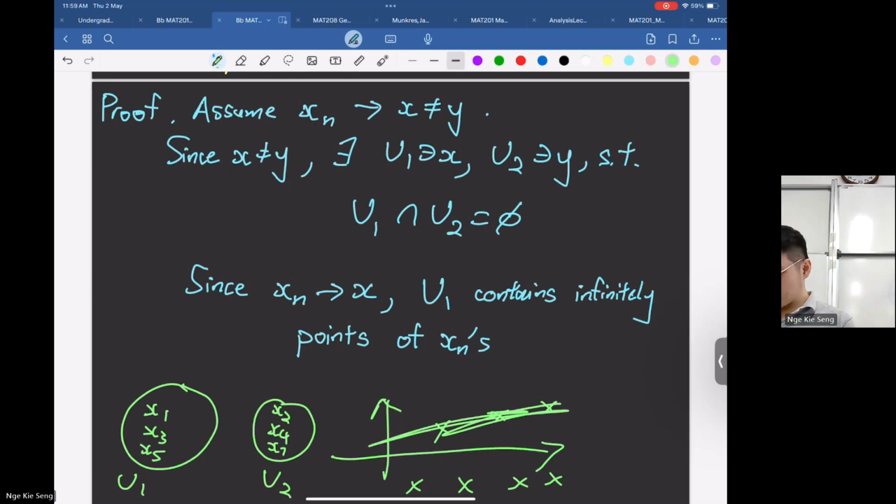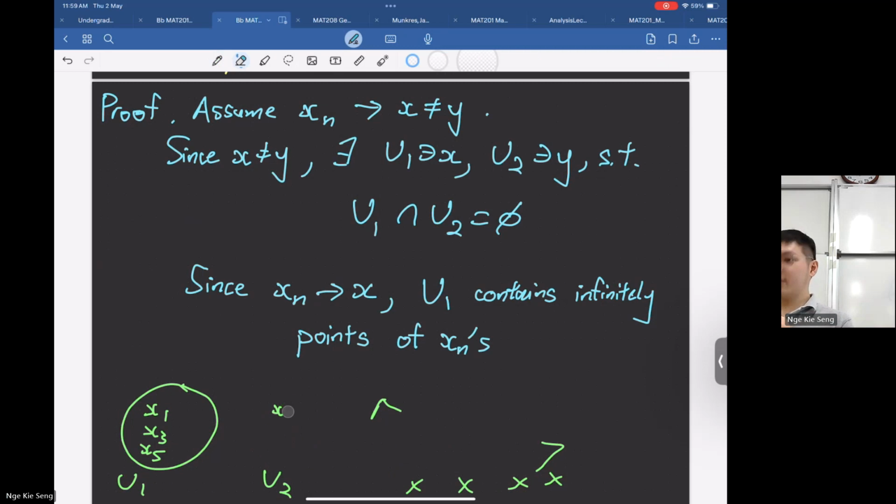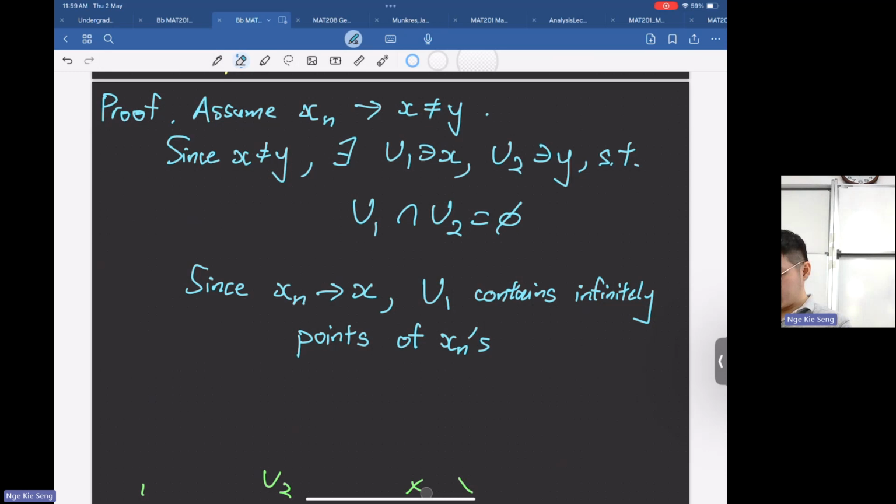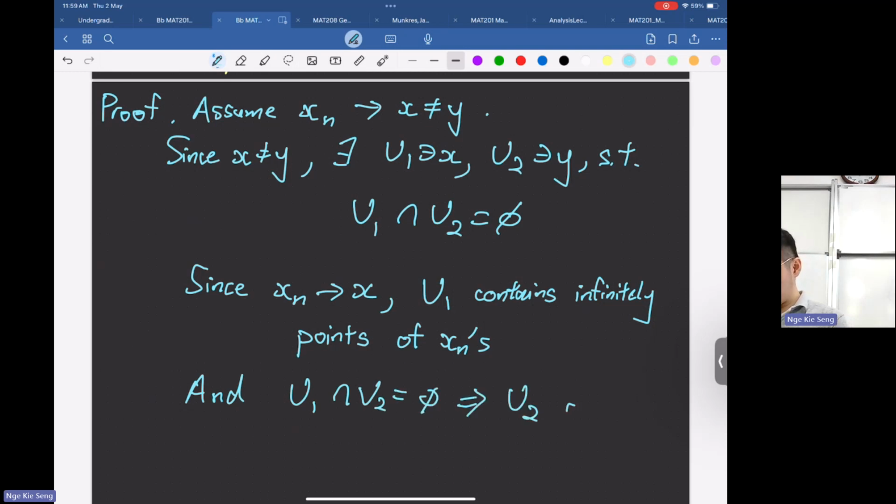Now, if U1 contains infinitely many points of Xn and U1 intersect U2 is empty, meaning what? U2 cannot.